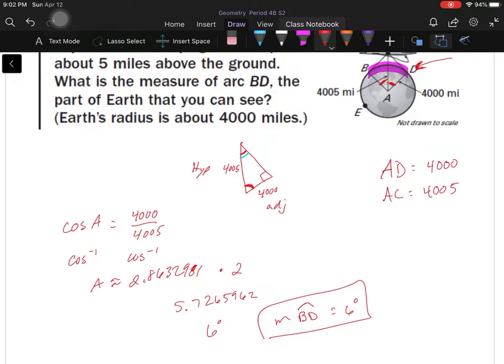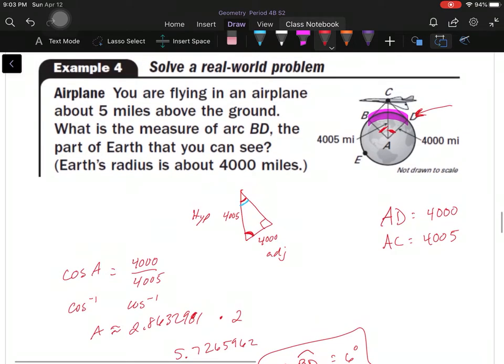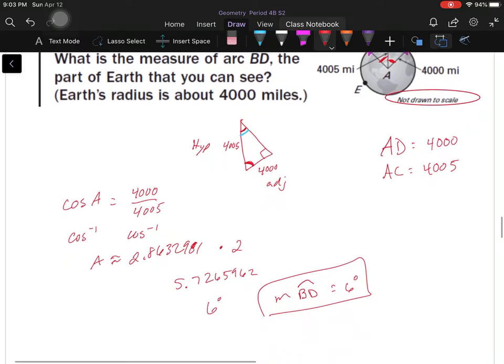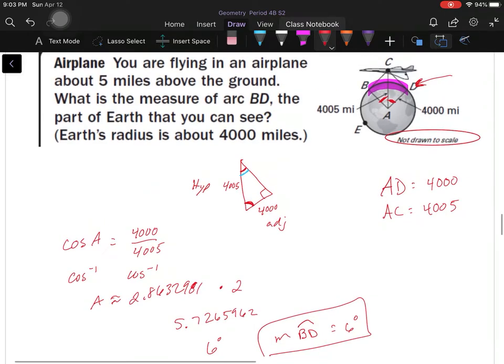And the reason for that is because that's a central angle, because they talked about the radius in the problem. So we know that we can just find that central angle, and that arc measure is going to be the same arc measure. Now that is definitely not drawn to scale, if you look down here, because that 6 degree measure is definitely looking like it's a lot bigger in the picture. So never trust the pictures when you do this stuff.